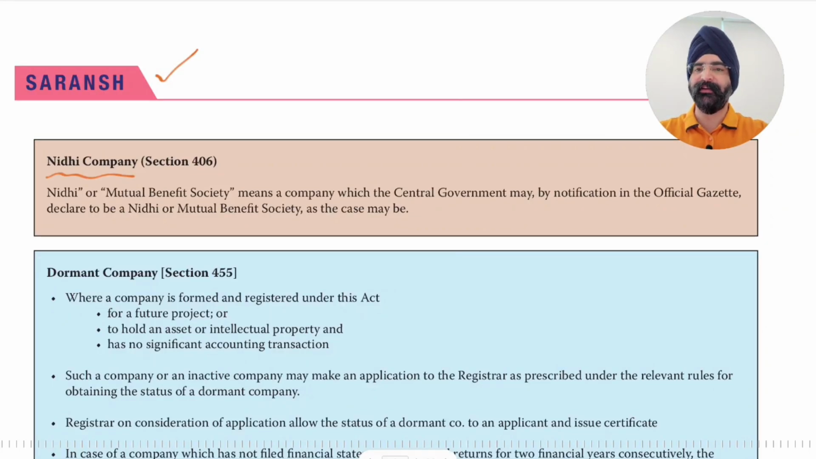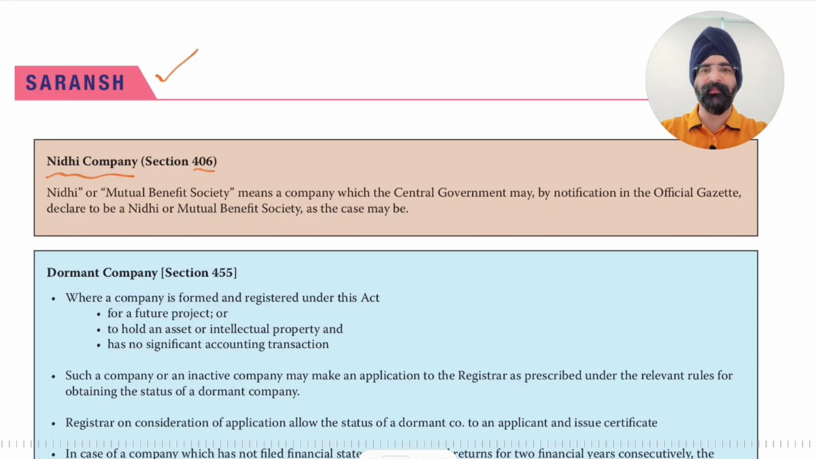So for Nidhi company, we have section 406. So Nidhi or mutual benefit society means a company which the Central Government may, by notification in the Official Gazette, declare to be a Nidhi or mutual benefit society, as the case may be. So it can be in the form of a company, it can be in the form of a society, mutual benefit society, and the Central Government will determine.